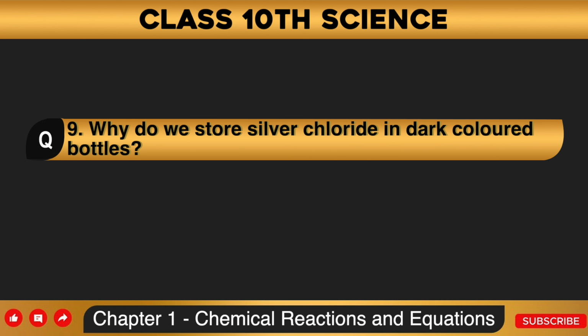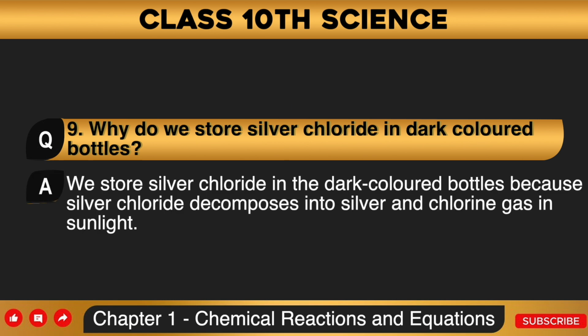Next question. Why do we store silver chloride in dark colored bottles? Answer to this question is we store silver chloride in dark colored bottles because silver chloride decomposes into silver and chlorine gas in sunlight.